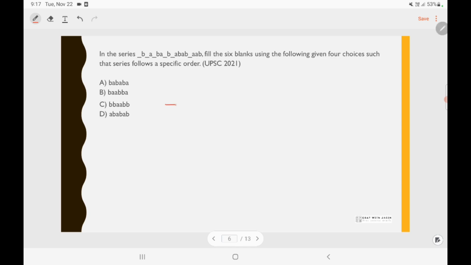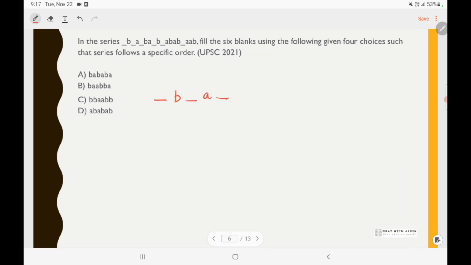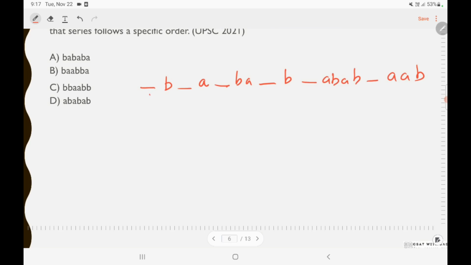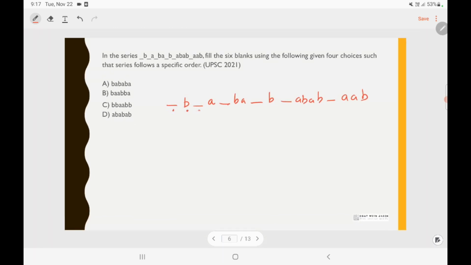So here you are given blank, then B, then blank A, then blank BA, then blank B, then blank AB, blank AAB. So if you are getting these type of questions, first you need to add how many elements are there. So 1, 2, 3, 4, 5, 6, 7, 8, 9, 10, 11, 12, 13, 14, 15, 16, 17, 18. So you have 18 elements.